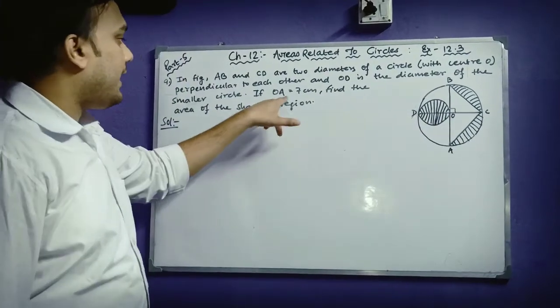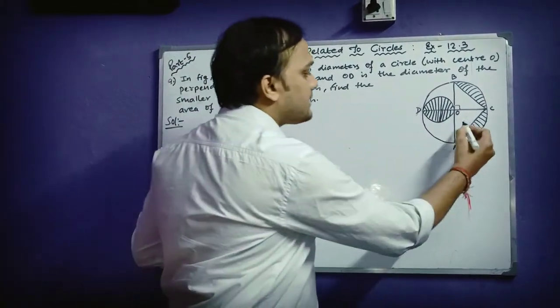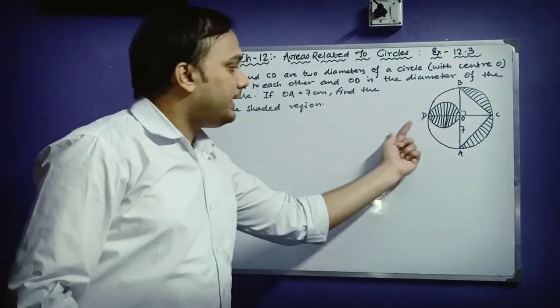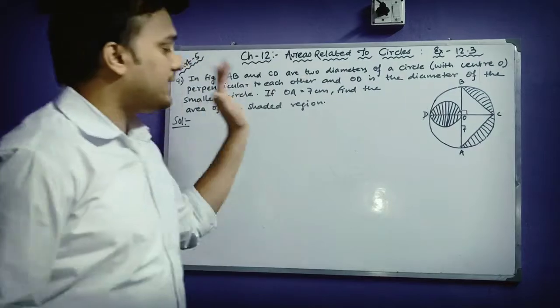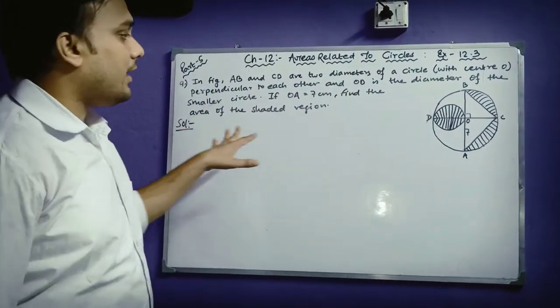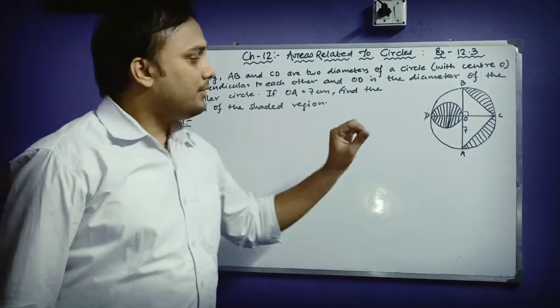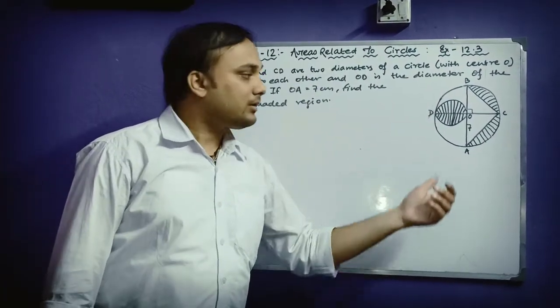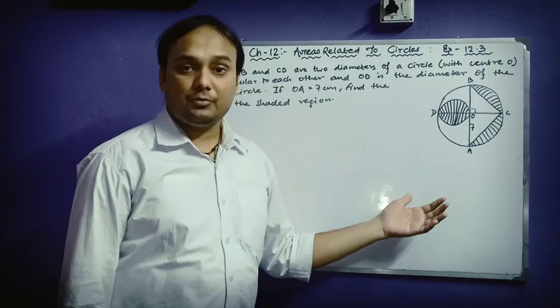And OA is 7 centimeter. That means the radius of the bigger circle is 7 centimeter. And if OA is 7 centimeter, DO is also 7 centimeter, which is the diameter of the smaller circle. And we need to find the area of the shaded region. Okay, before I solve this question on the board, let me just give you a concept of the method I will be using here.